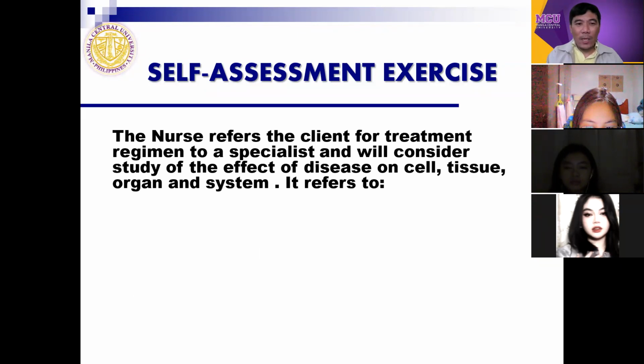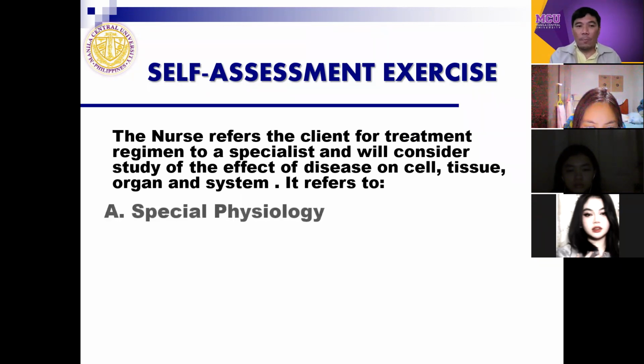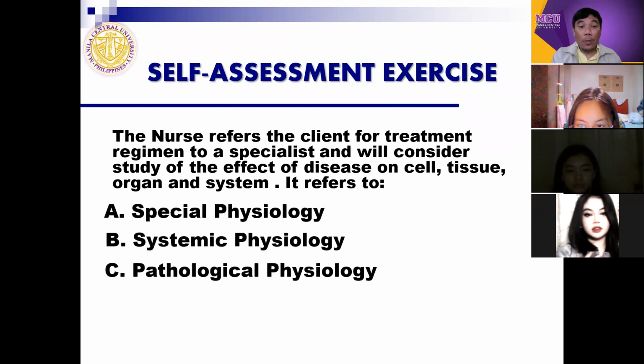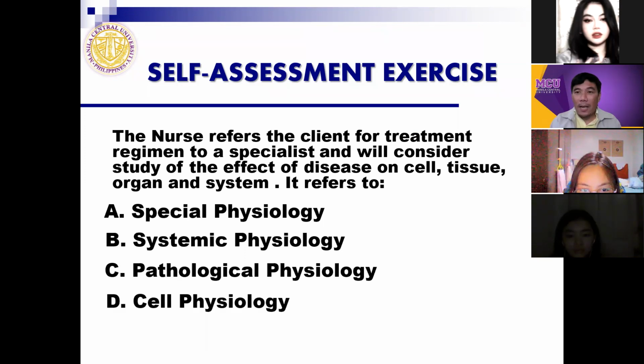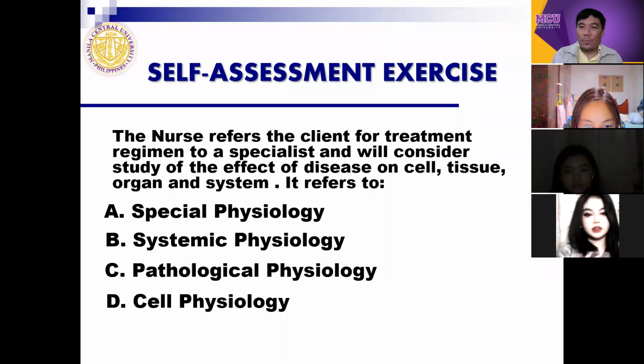Okay. Next question. The nurse refers the client for treatment regimen to a specialist and will consider study of the effect of disease on cell, tissue, organ, and system. It refers to a special physiology, a systemic physiology, a pathological physiology, or cell physiology. The first to raise the hand is Miss Ashley Brent. Letter C po, pathological physiology po.